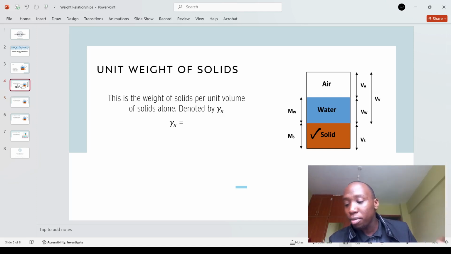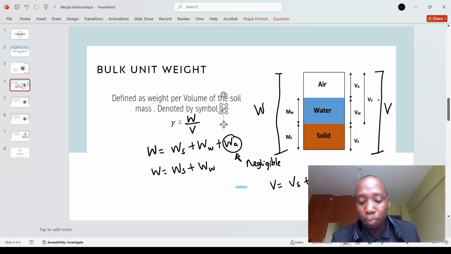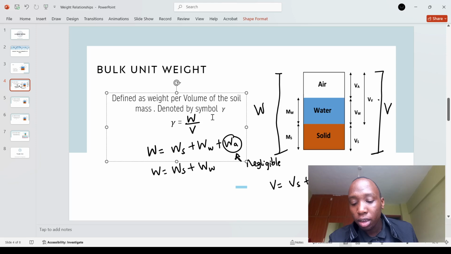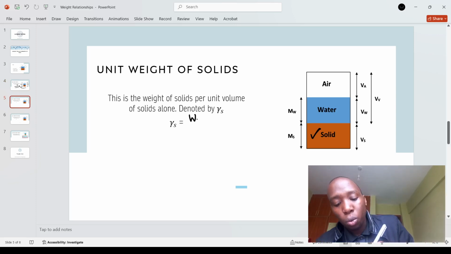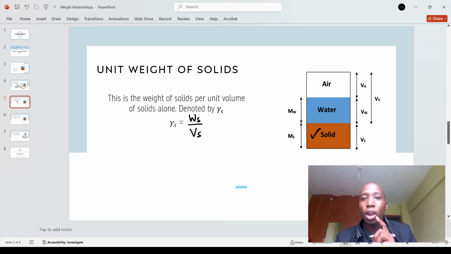I forgot to mention in the previous topic that unit weight is denoted by the symbol gamma. So this is bulk unit weight. Unit weight is given by weight over volume. Unit weight of solids also is the weight of solids to the volume of solids alone. Okay, so it's the weight of solids over the volume of solids.